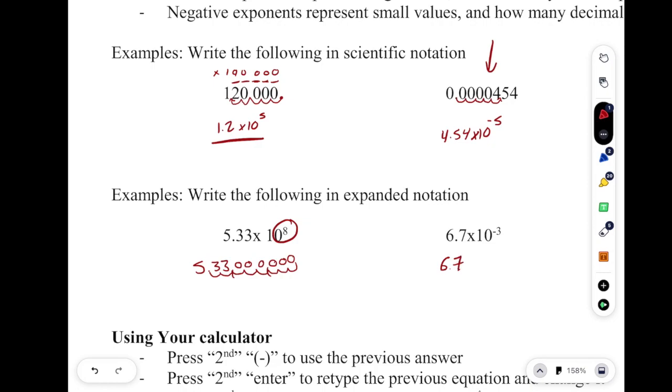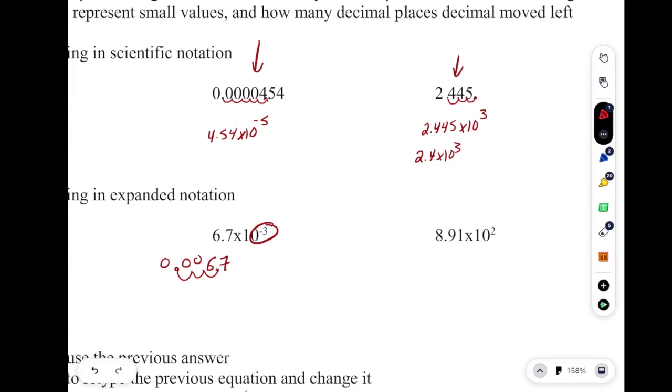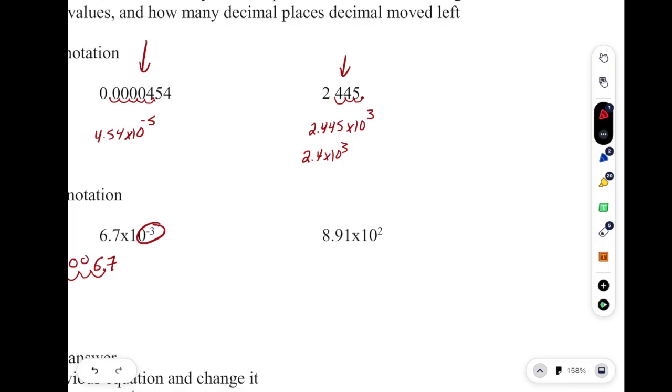And the next one here is 6.7. Because it's a negative, it's a small number, so we'll move it the other way. 1, 2, 3. There's the decimal. 0.0067. And then for the last one here, 8.91 times 10 to the 2. 8.91 times 10 to the 2, 1, 2.